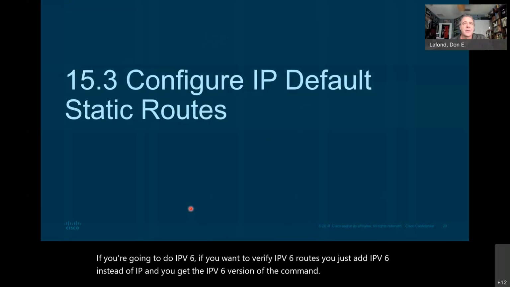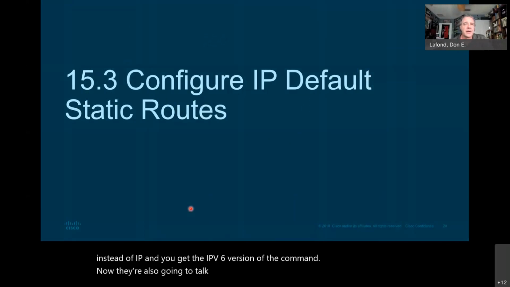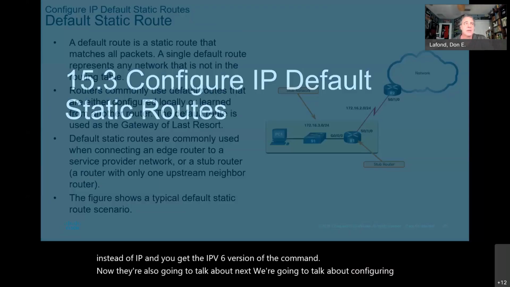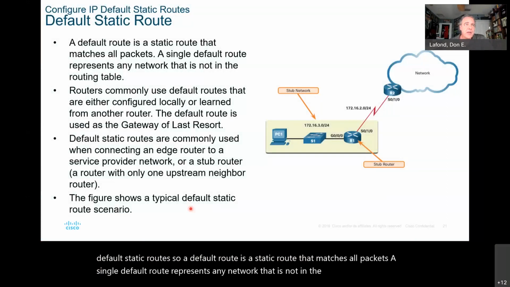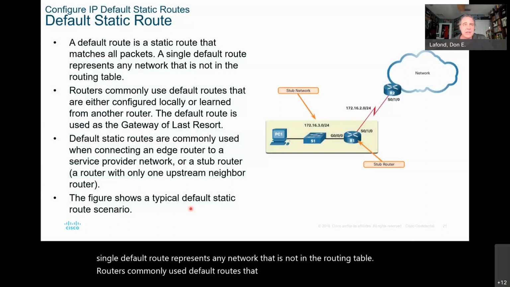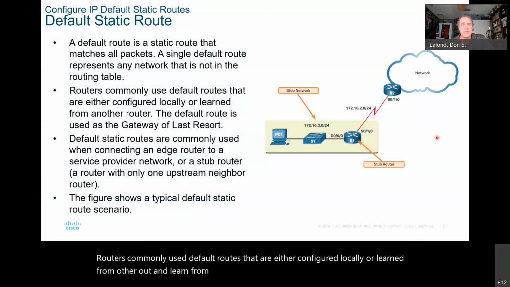Next, we're going to talk about configuring IP default static routes. So a default route is a static route that matches all packets. A single default route represents any network that is not in the routing table. Routers commonly use default routes that are either configured locally or learned from another router. The default route is used as a gateway of last resort.